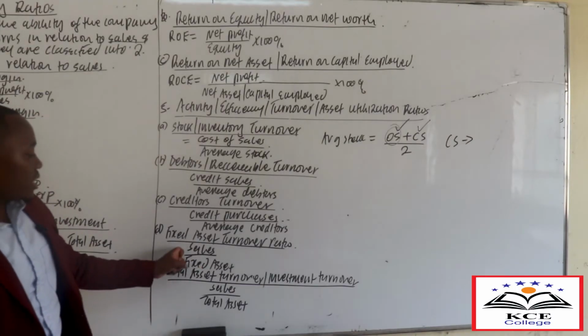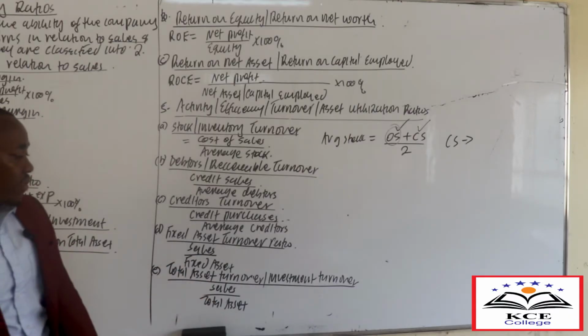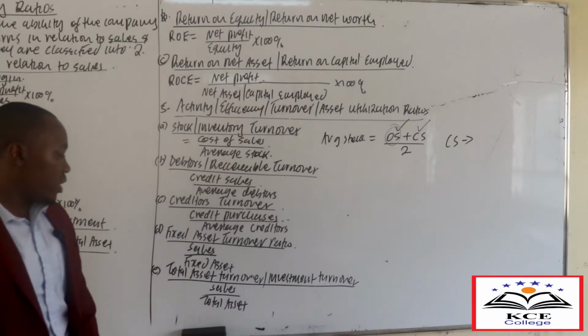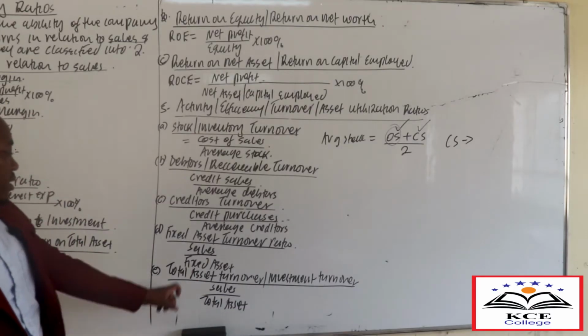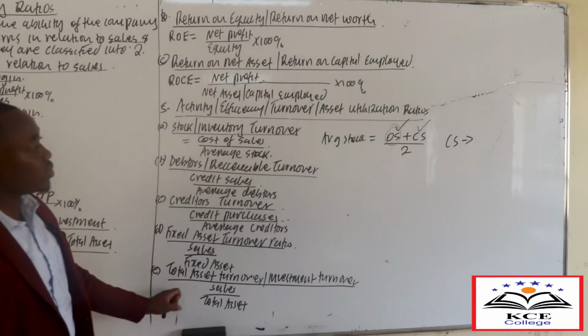For the fixed asset turnover, you take the sales and divide by the fixed asset. And lastly, we have the total asset turnover or investment turnover. You take the sales and then you divide by the total asset. You see, this one is the fixed asset. This one is the total asset. So that's the difference between the two.